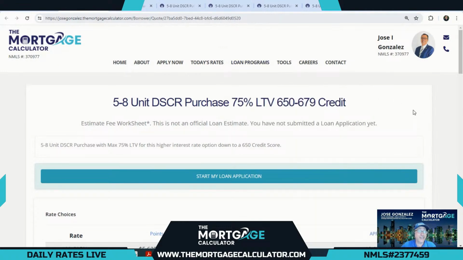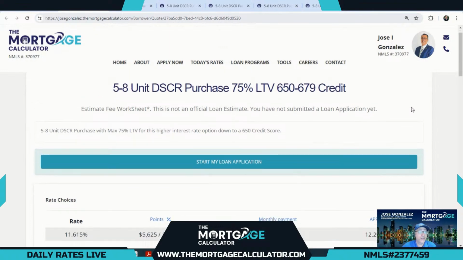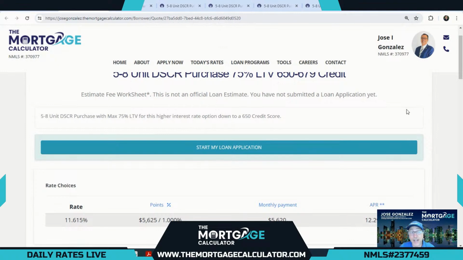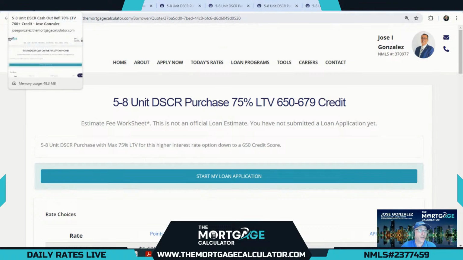So now 650, I dropped it even lower, 650 to 679, 11.615. 70% for this. Again, this is the higher interest rate option, but the main benefit here that now down to a 650 credit score, we can reach 75% LTV.